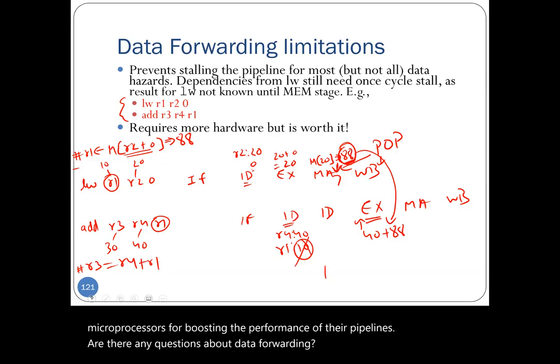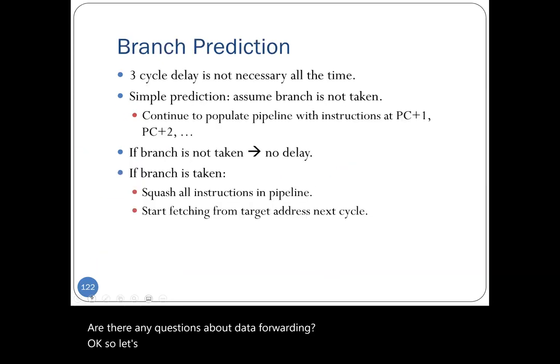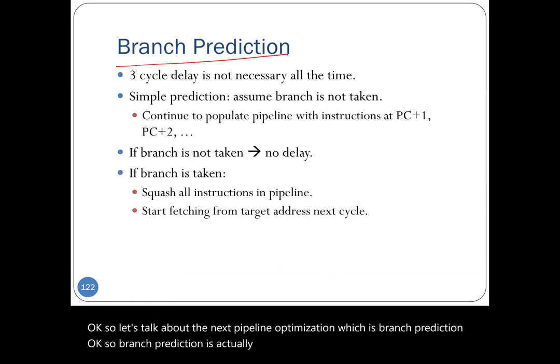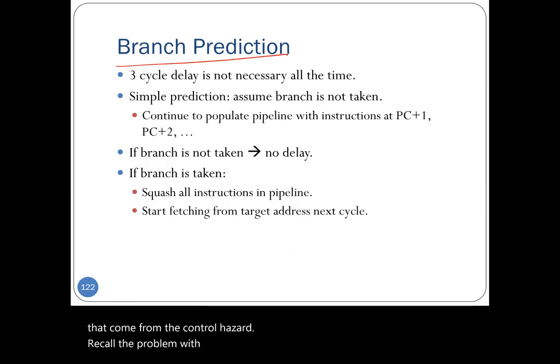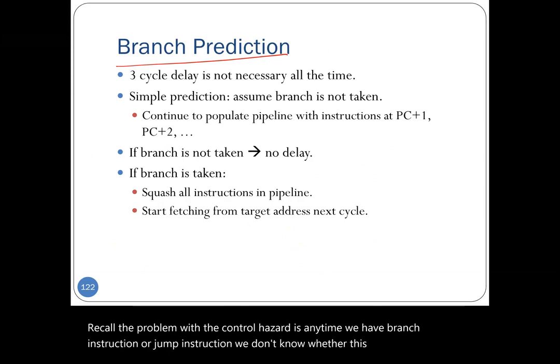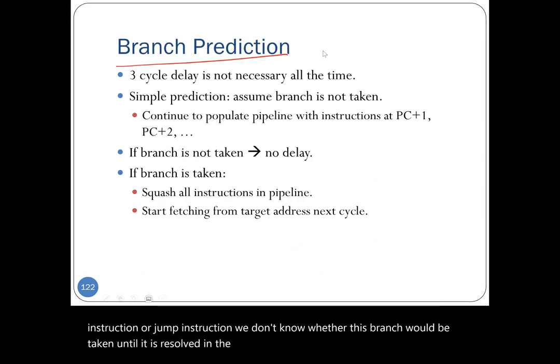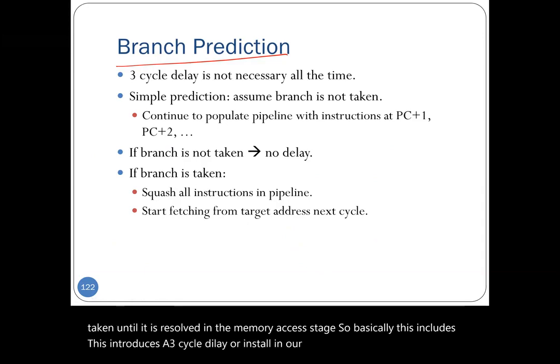So let's talk about the next pipeline optimization, which is branch prediction. Branch prediction is used to eliminate some of the stall cycles that come from the control hazard. Recall, the problem with the control hazard is anytime we have a branch instruction or a jump instruction, we don't know whether this branch would be taken until it is resolved in the memory access stage. So basically this introduces a 3-cycle delay or stall in our pipeline every time we have a branch.